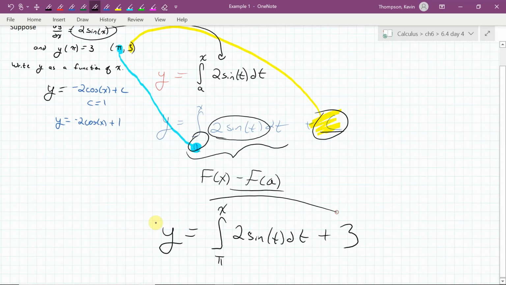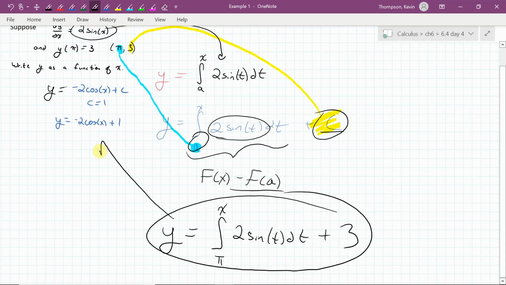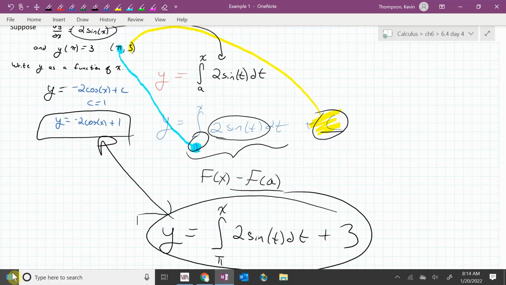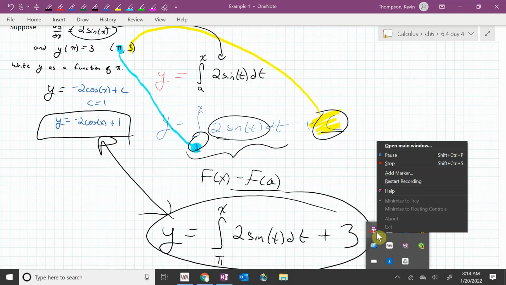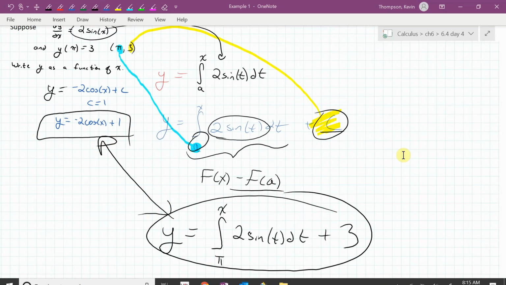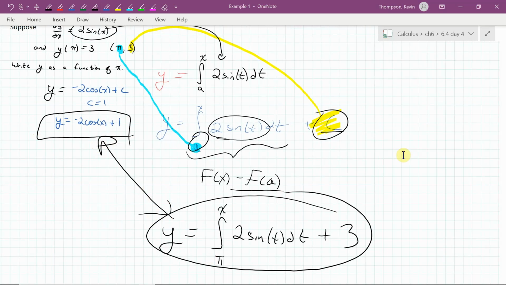Why does this give the identical answer of this? Talk that through at your table. Why does that integral give the same result? Why are these the same?